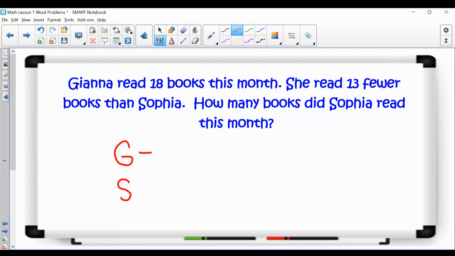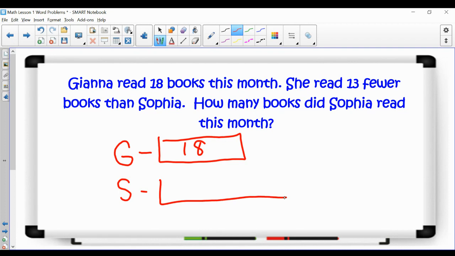I know that Gianna read 18 books this month. I don't know how many Sophia read, but I know that she read more than Gianna because it said Gianna read 13 fewer books than Sophia. So Sophia is going to be more. How much more? 13 more books. So if I want to find out how many books Sophia read, I'm going to take what Gianna read plus 13.